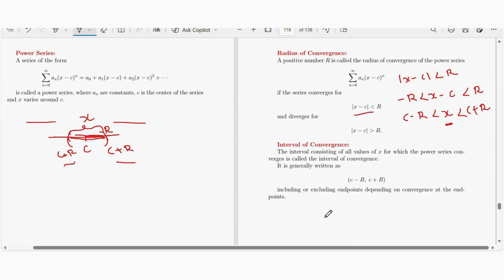Okay. So on that base we can write the interval. If the series converges only at interior point, then this is the interval of convergence. Second, check at the end point.